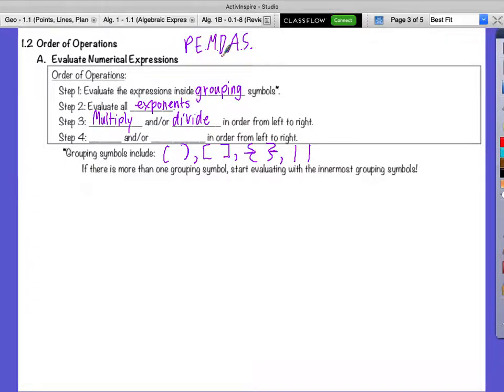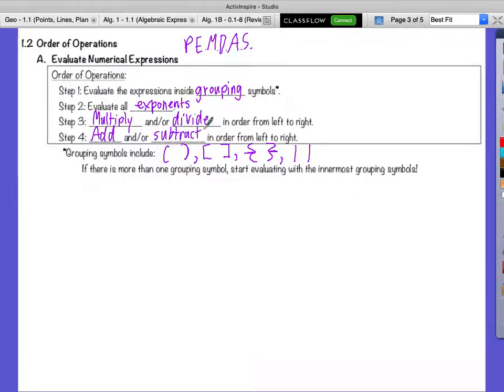And the last step would be blank and or blank in order from left to right. Levi. Very good. Add and or subtract, in order from left to right. Okay?